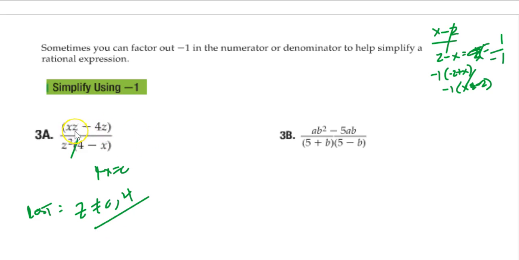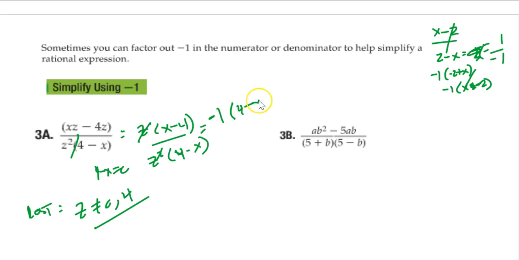Now let's factor the top. These both have a z. So z(x − 4), z squared (4 − x). And now notice again these two. Well, these reduce. But right here, they're so close to canceling out, there's opposite signs. That's where you can use the trick. We're going to factor out negative 1 from the top or the bottom, doesn't matter. You can switch these.